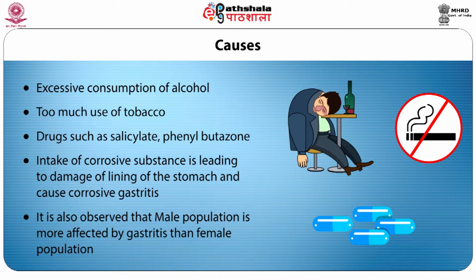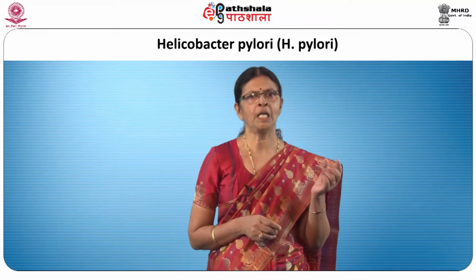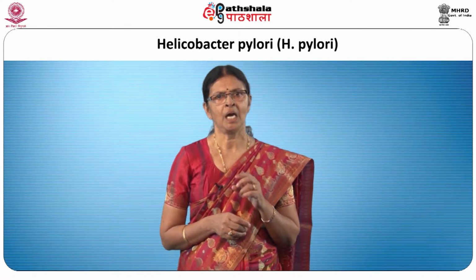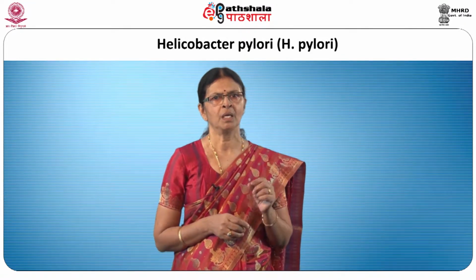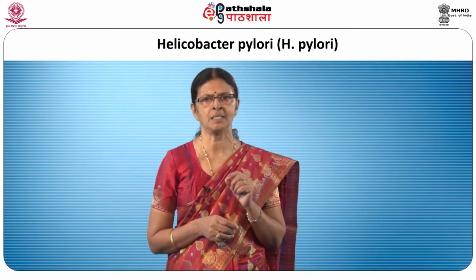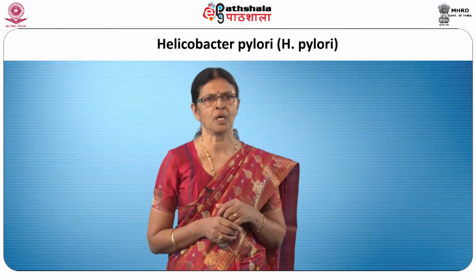So far, we have seen several general factors responsible for gastritis. Do you know the causes for acute and chronic gastritis? Number 1, the Helicobacter pylori, shortly termed as H. pylori bacteria, is responsible for both acute as well as chronic gastritis in the stomach mucosa.